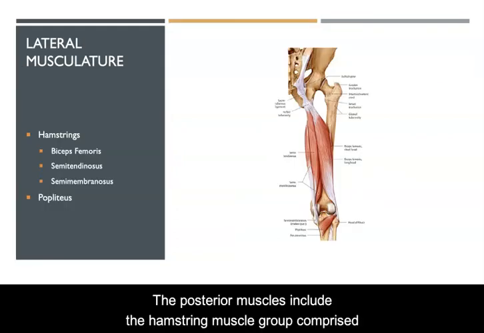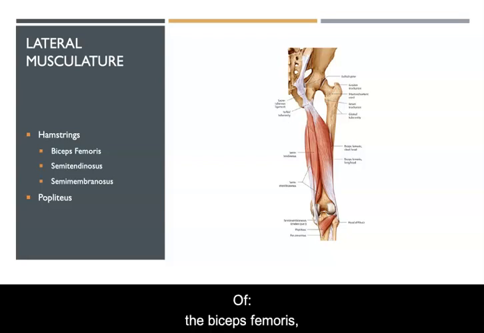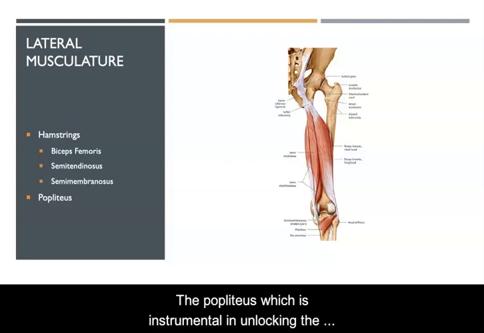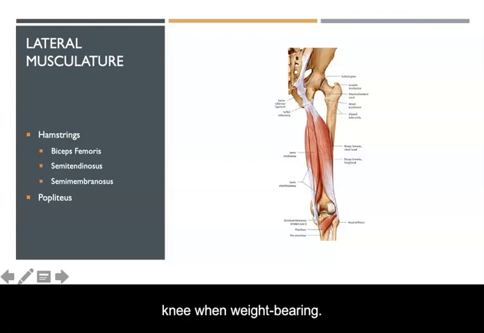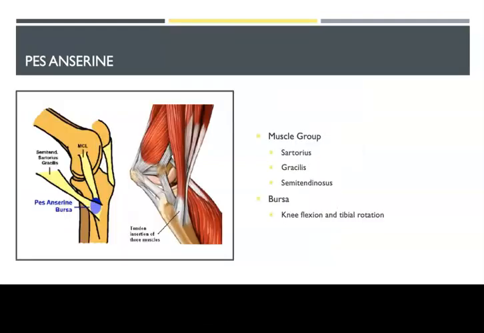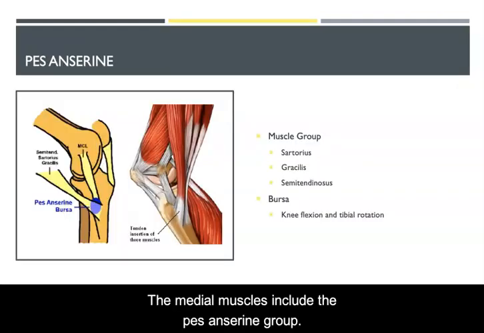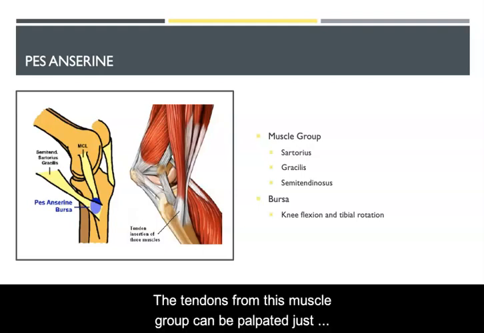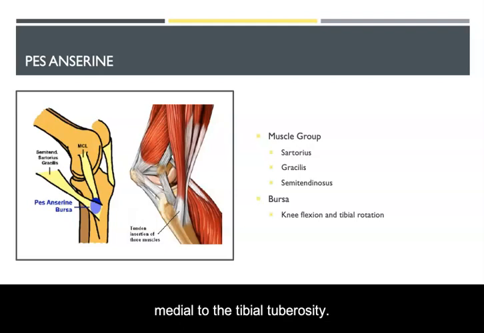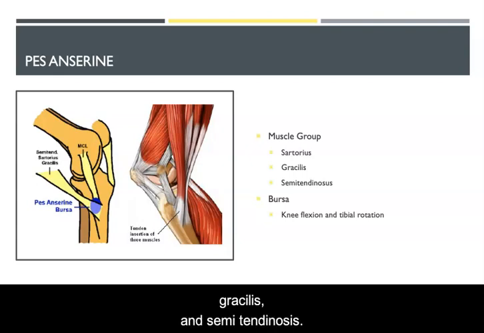The posterior muscles include the hamstring muscle group comprised of the biceps femoris, semitendinosus, and semimembranosus, and the popliteus, which is instrumental in unlocking the knee when weight-bearing. The medial muscles include the pes anserine group. The tendons from this muscle group can be palpated just medial to the tibial tuberosity. The pes anserine is made up of the sartorius, gracilis, and semitendinosus.